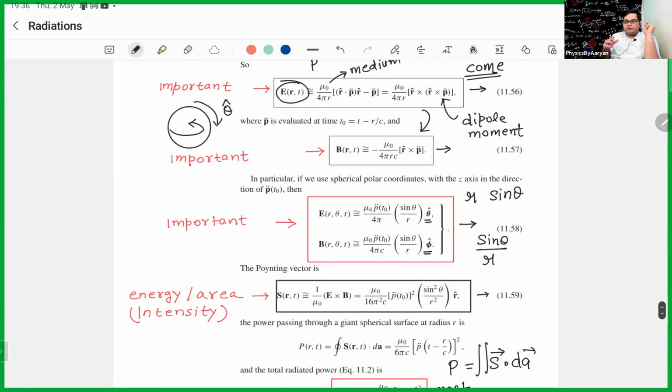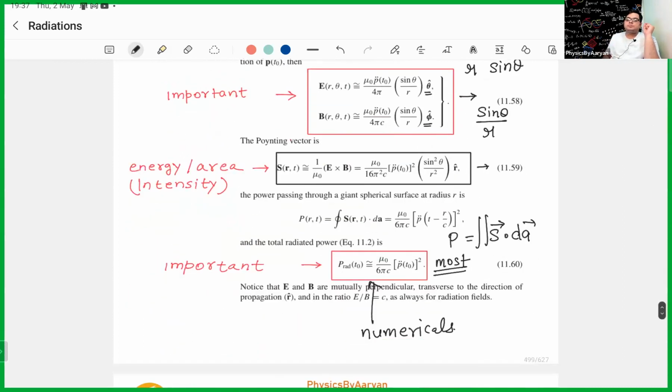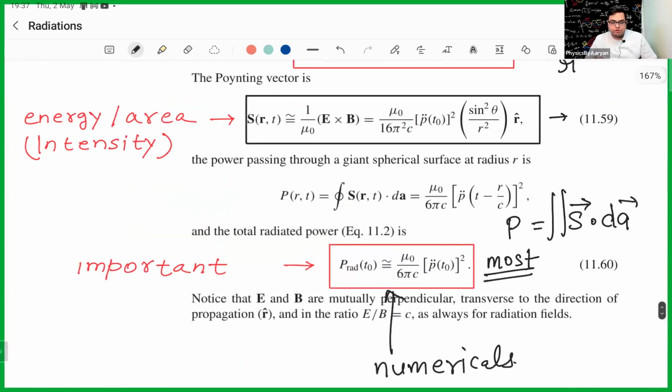When my charge is accelerating, I know the electric field, I know the magnetic field, I know the Poynting vector, and I know the total power it will radiate. And now I can use this formula for any specific system. Yeah, any doubts you have now, please?